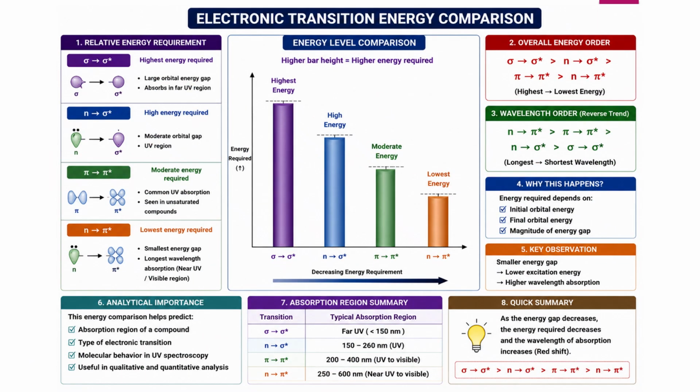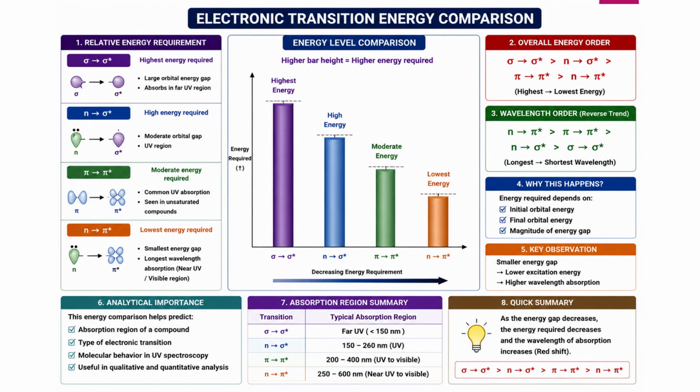After studying all four transitions individually, this slide compares their relative energy requirements. The graph shown here makes this comparison much easier. The tallest bar represents the sigma to sigma star transition, which requires the highest amount of energy. This is because the energy gap between them is very large. The next bar represents the n to sigma star transition, which requires slightly less energy. Then comes the pi to pi star transition, which requires moderate energy. Finally, the shortest bar represents the n to pi star transition, which requires the least energy because it has the smallest orbital energy gap.